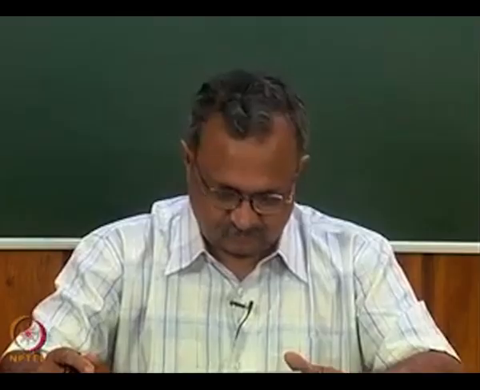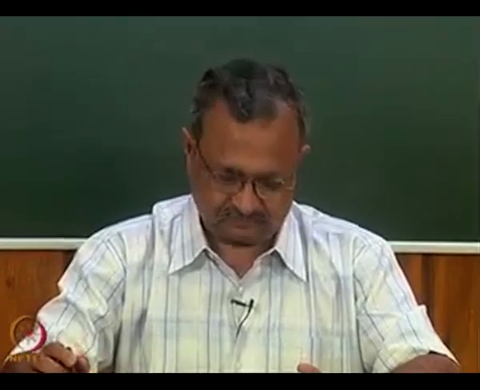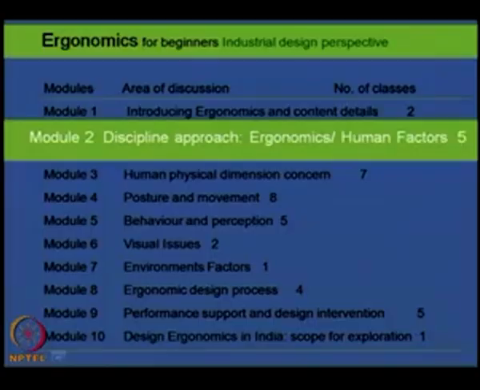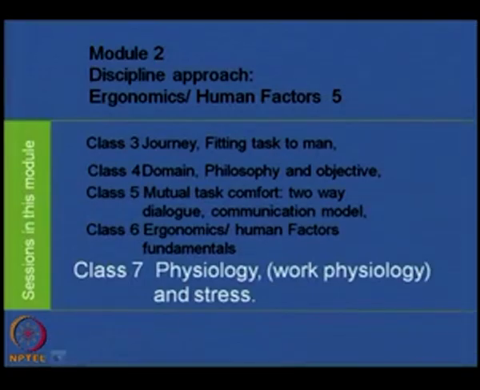So, today is the 7th session of Ergonomics for Beginners: Industrial Design Perspective. It is under module number 2, that is discipline approach, ergonomics and human factors, and there are a total of 5 sessions, and this is the last session in this module. It is class 7: physiology, work physiology and stress relevances.